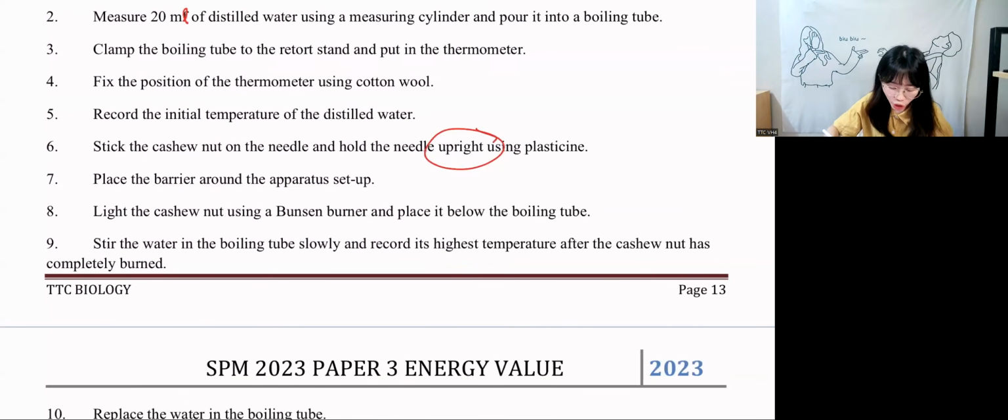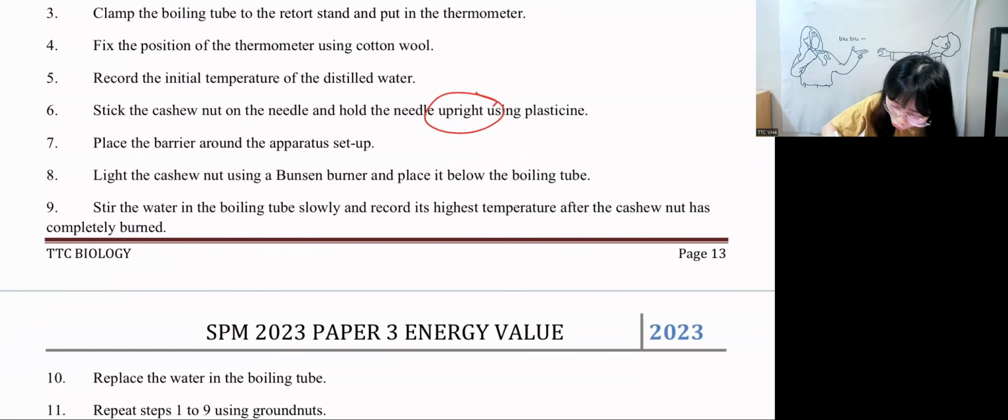Now, what is the precaution in this question? First, you place it as near as possible to the boiling tube. Your food has to be near to the boiling tube. You have to be on flame, correct? Your nut has to be on fire. So you go to the Bunsen burner, the nut has to be on fire, you put it back underneath the boiling tube.